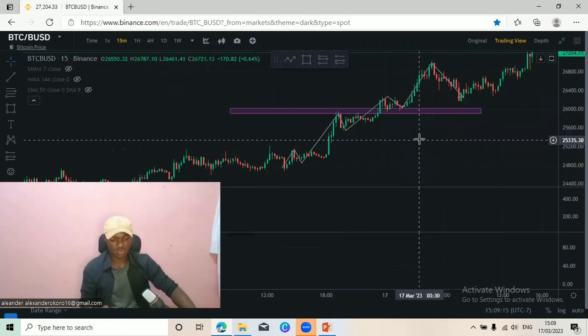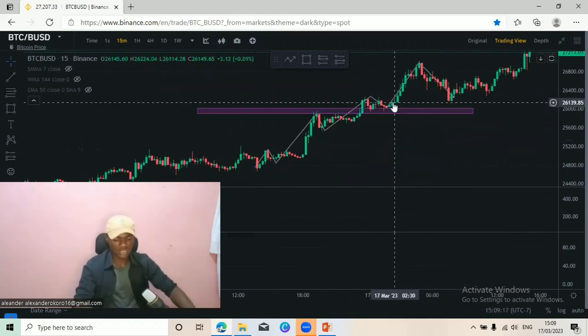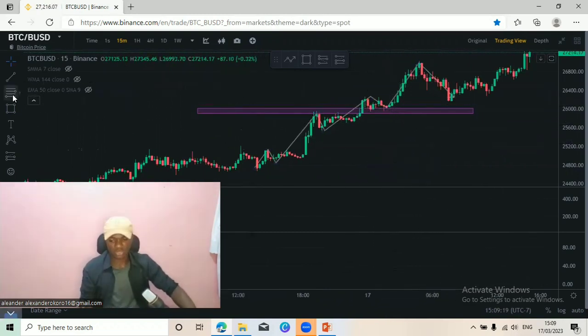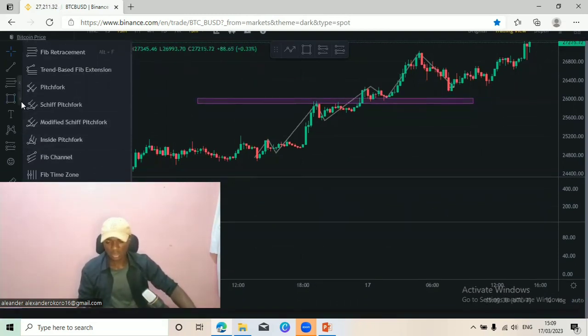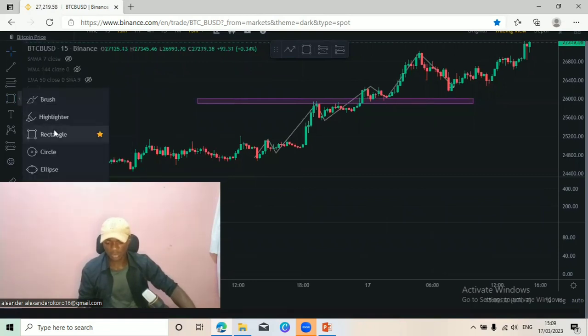Let's take, for instance, we want to trade this coin. Since it's at this point, I'll just get my selling or my buying.